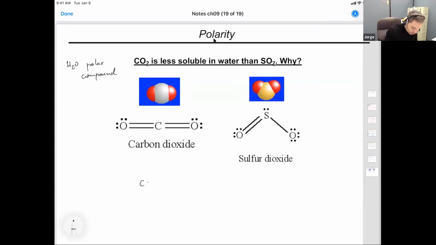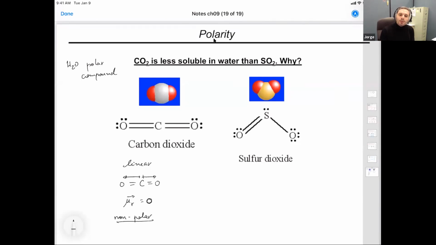The CO2 has a linear molecular geometry. The carbon-oxygen bond is polar. However, they point in opposite directions. Therefore, the sum of all the vectors in this compound will yield a resulting dipole moment vector equal to 0. Therefore, this is a nonpolar compound, which yields low solubility in water.